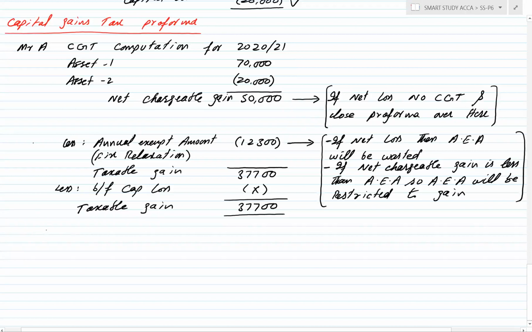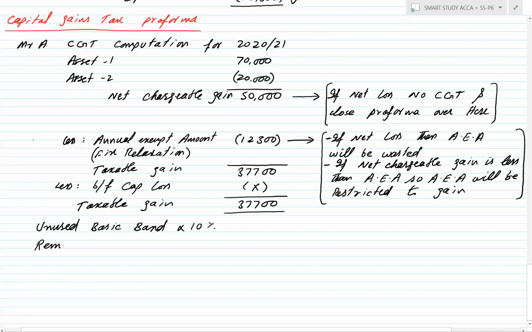And there are two rates of tax. On unused basic rate band, I will explain this point in a while, unused basic rate band, the tax rate will be 10%, and on remaining gains, the tax rate will be 20%. And this will be our CGT liability.